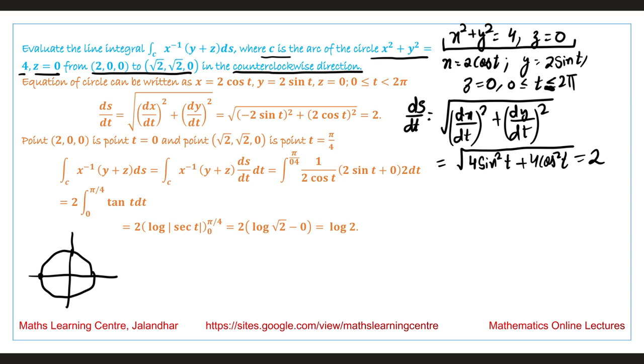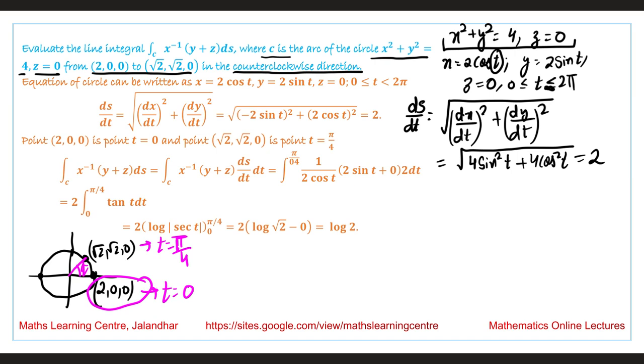This point we have is (2, 0), and the second point we have is (√2, √2). Somewhere over here it is square root 2 and square root 2, and this t basically represents the angle this line makes with the x-axis. So we are saying corresponding to this point, the value of t is equal to 0, and corresponding to this point, the value of t is equal to pi by 4.